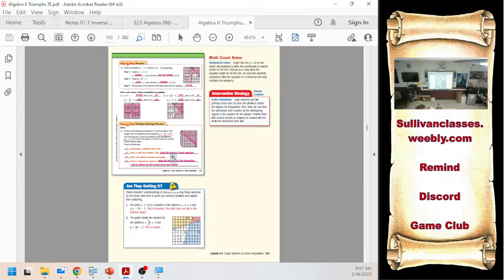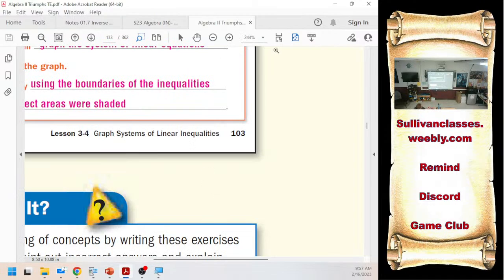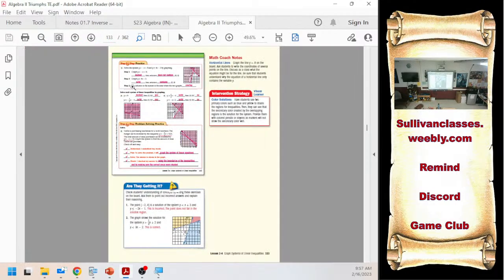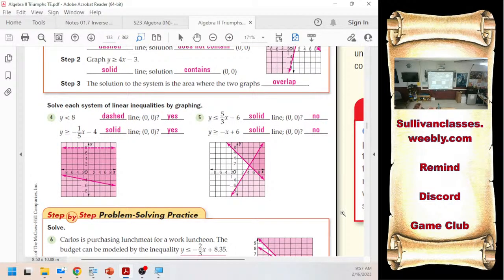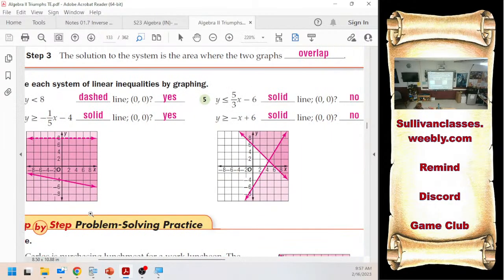So head to, what page is this? 103. Because we were supposed to go back and do these ones. Can y'all see where the final shading answer is? On 4, it's in between the two. On 5, it's to the right-hand side.